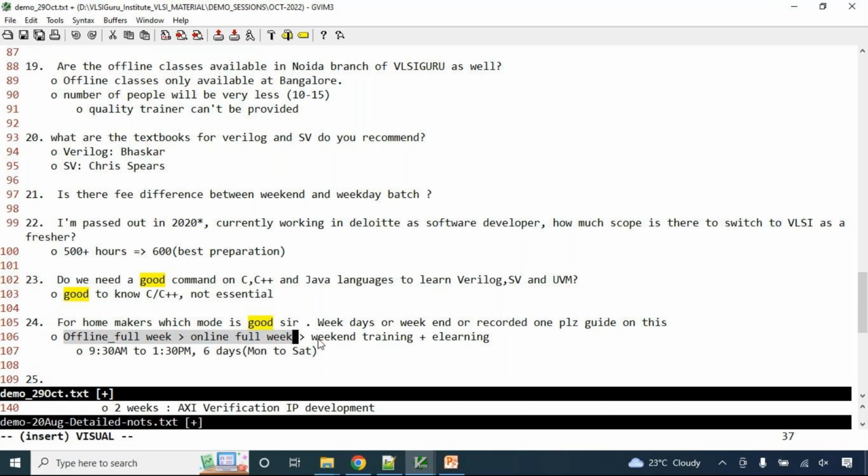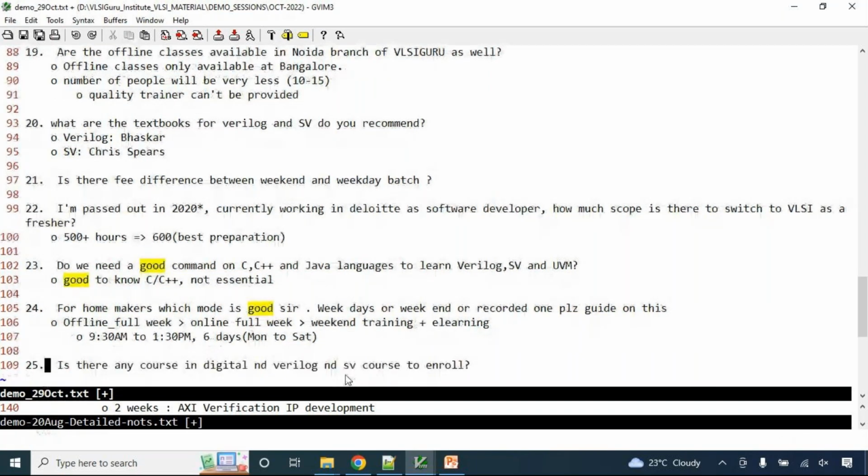Okay, sir. Next. Is there any course on digital and Verilog and SV to enroll? Yes, you can enroll in any course independently, individually. We don't say that you have to enroll only for the full front-end course. You can enroll only for digital, Verilog, and SV. The fee will be charged accordingly. It is possible. You can join for the upcoming batch.